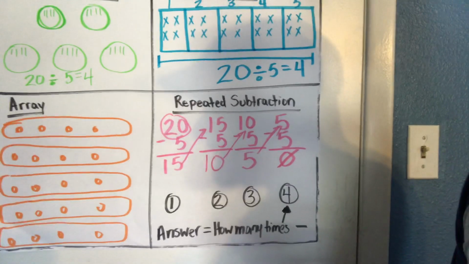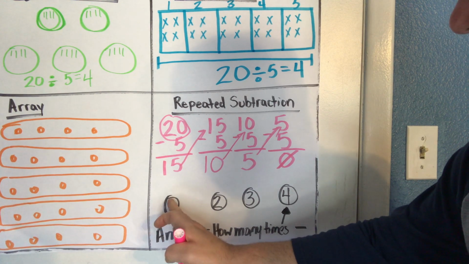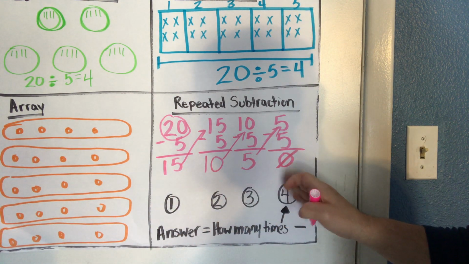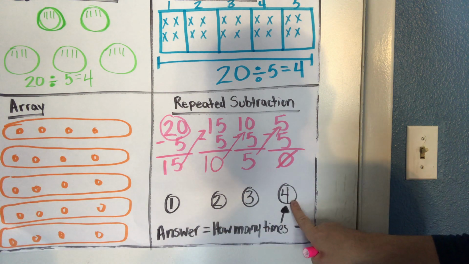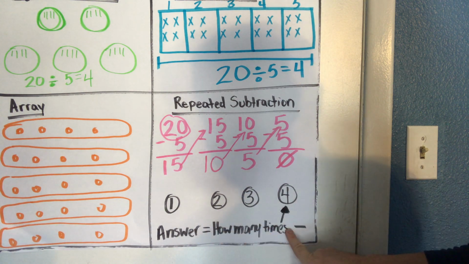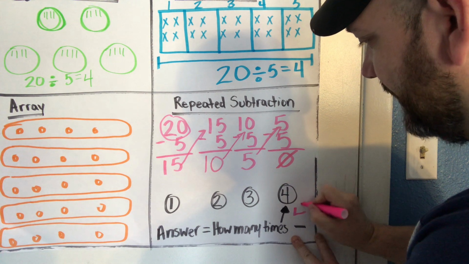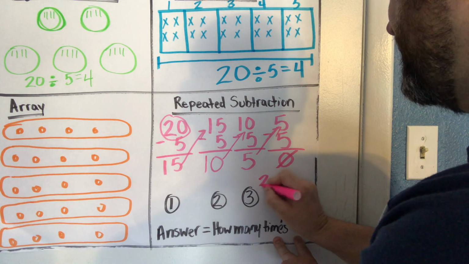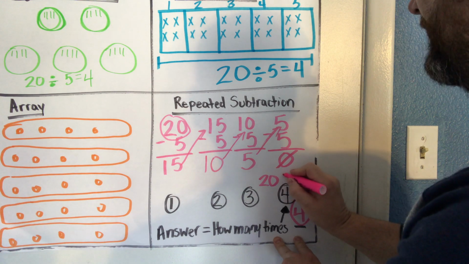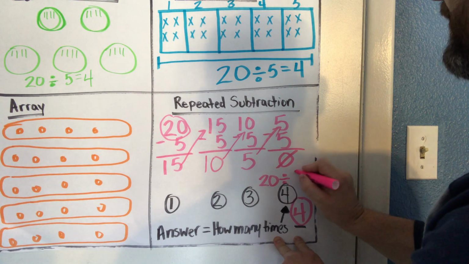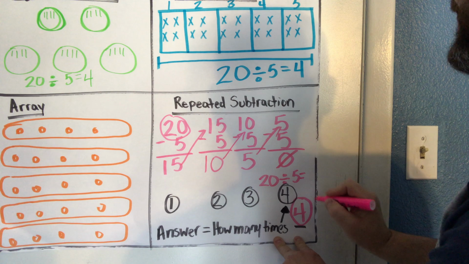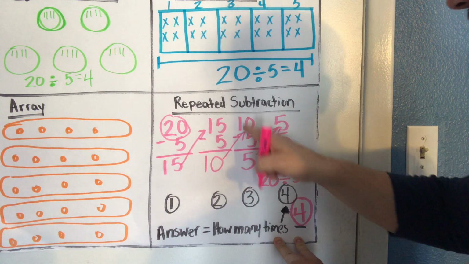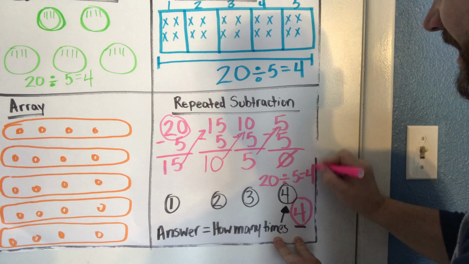And then let me tilt you down a little bit. You can see that we subtracted 1 time, 2 times, 3 times, 4 times. 1, 2, 3, 4. And our answer is how many times we subtracted, which would be 4. So I'll try to fill it in here. 20 divided by 5, that's how many times we subtracted. 20 divided by 5, we subtracted 5, and our answer is how many times we subtracted.